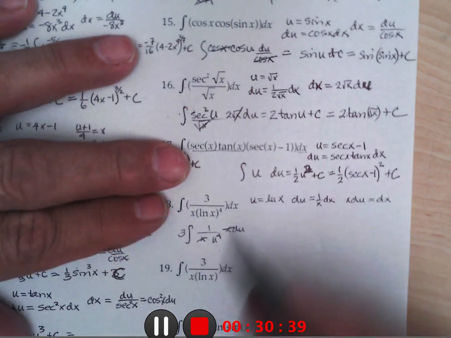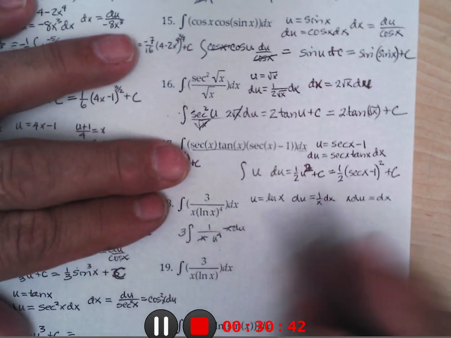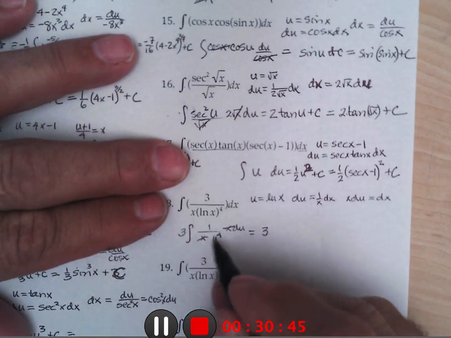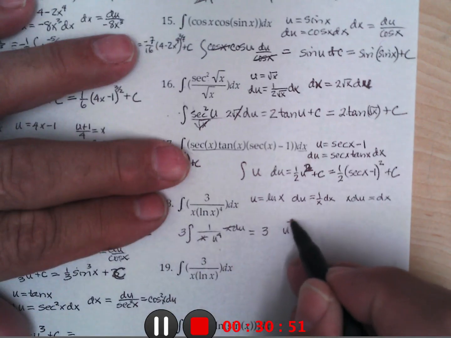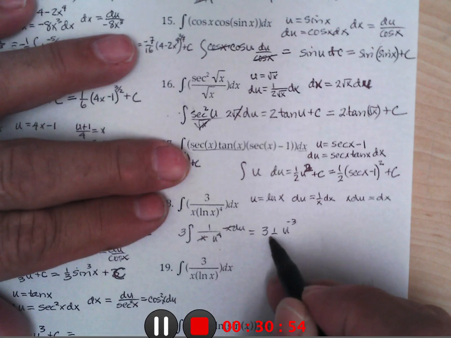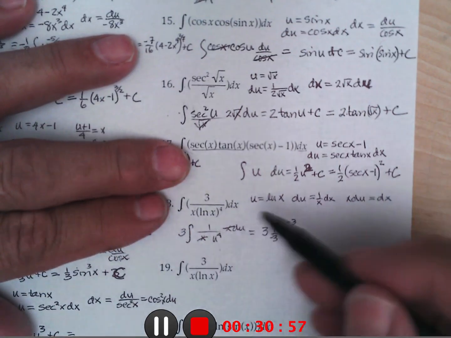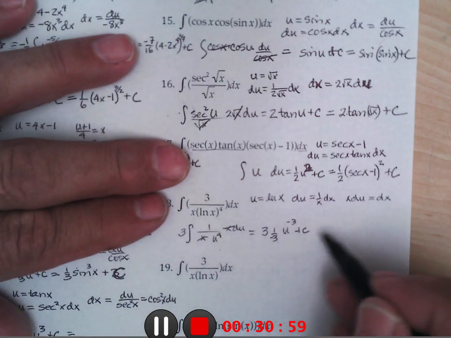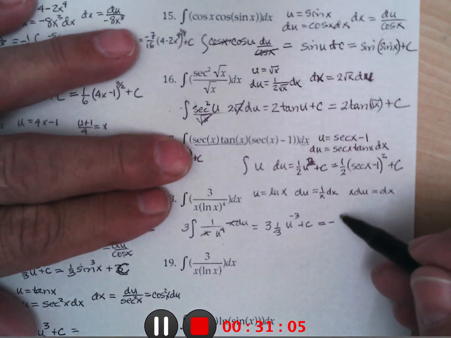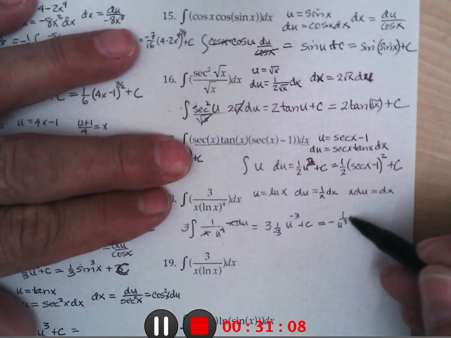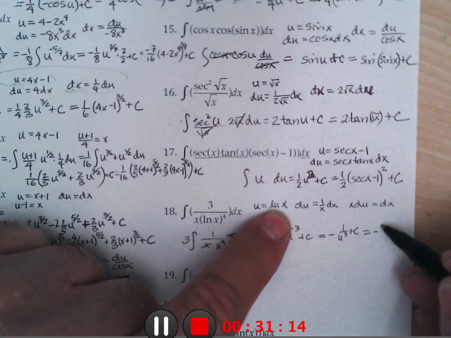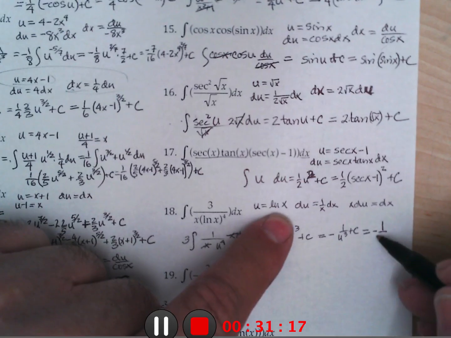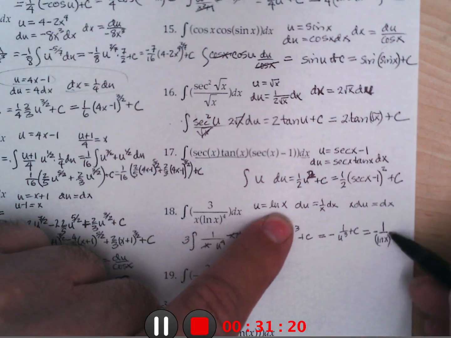This is u to the minus 4. So this becomes 3, and u to the minus 4, add 1, be u to the minus 3, divided by minus 3. And the 3's cancel, so I get minus 1 over u to the 3rd plus c, which is minus 1 over ln x quantity to the 3rd plus c.